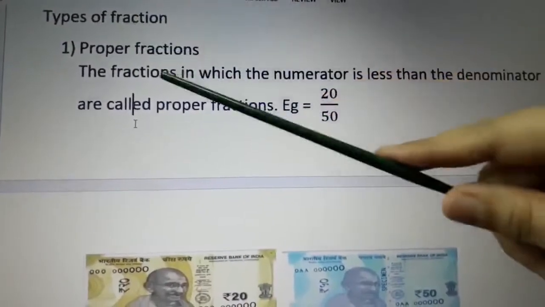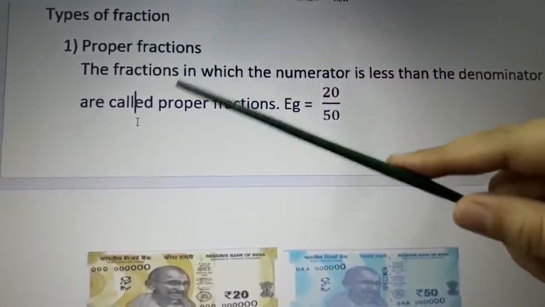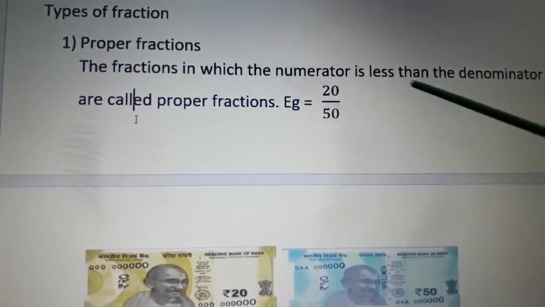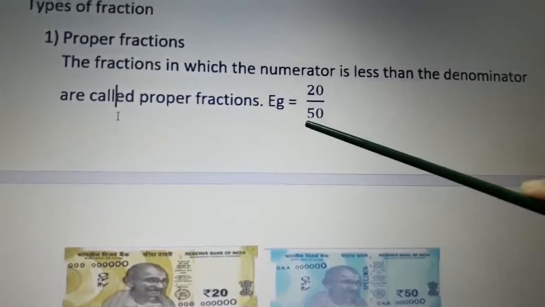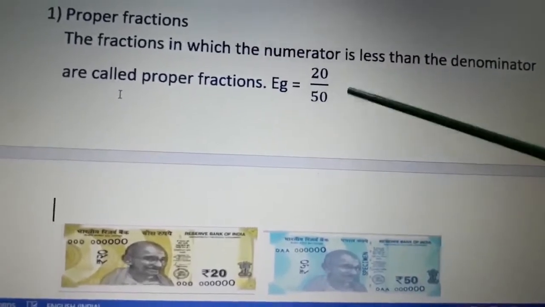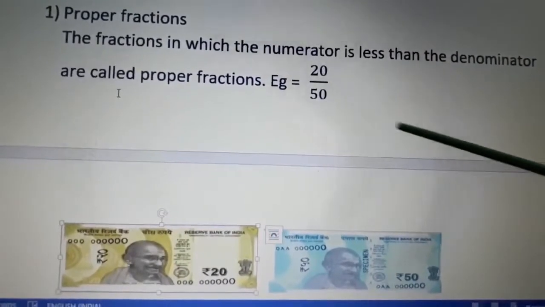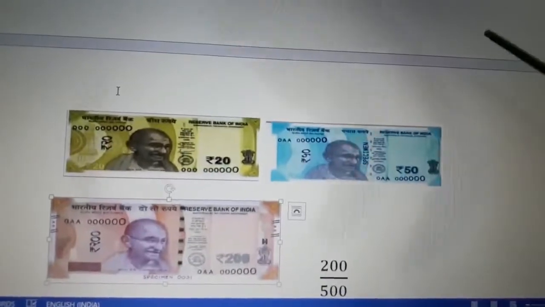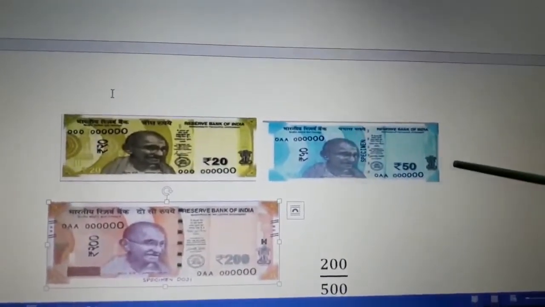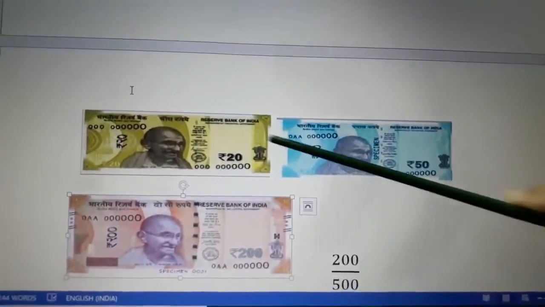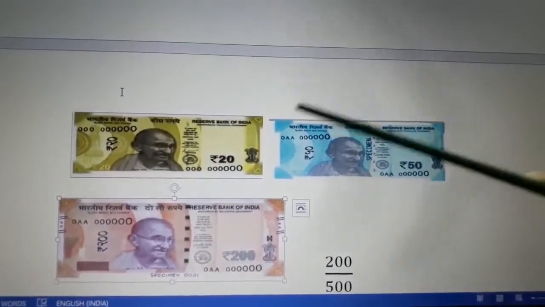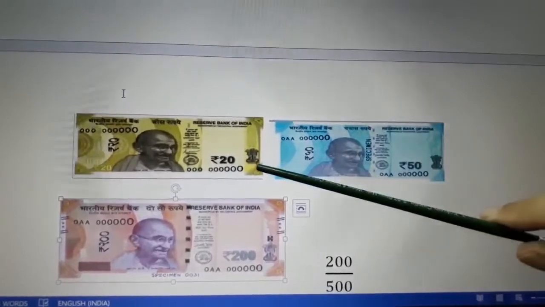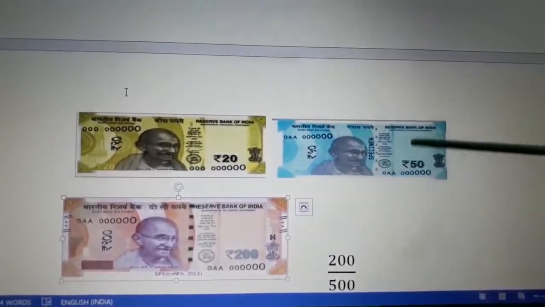Types of fraction. Proper fraction. The fractions in which the numerator is less than the denominator are called proper fractions. Example 20/50. Let me explain you with the help of example. Now suppose your mummy gives you 50 rupees, okay, and you buy a pencil box for rupees 20. So you had 50 rupees and you have purchased a pencil box for rupees 20. That means you have done a proper purchasing.